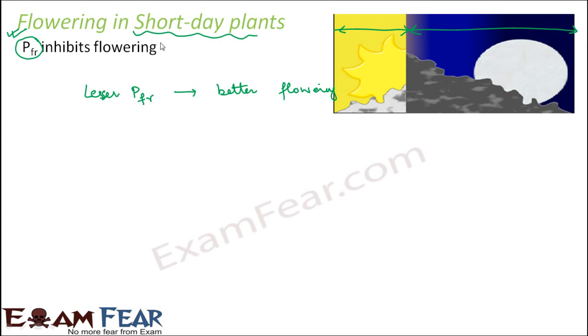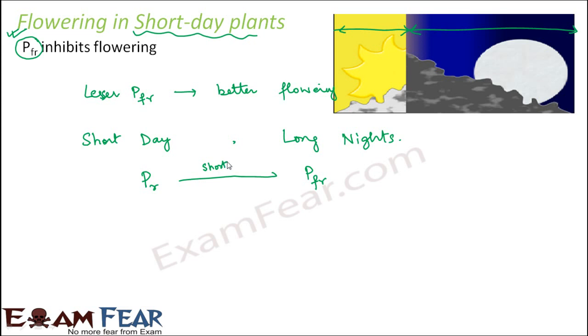Right? Now, in case of short day plants, they need short days and long nights. That is the requirement of short day plants. Now let us see how the conversion happens in this case. Now let us suppose PR. PR will get converted into PFR. This happens during day, and for such plants the days are shorter. So when you have a short day, what will happen?